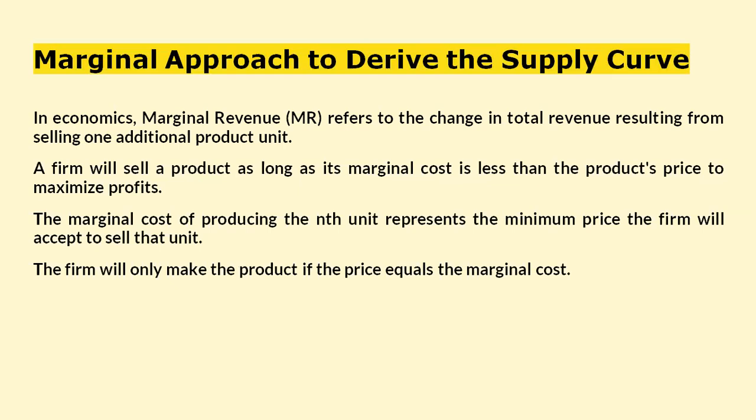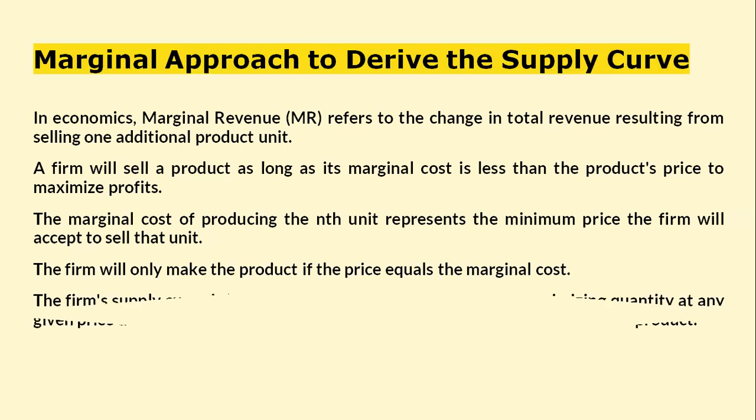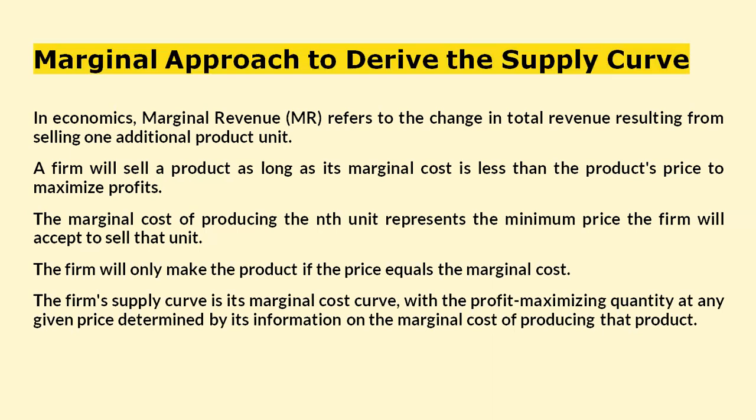The firm will only make the product if the price equals the marginal cost. The firm's supply curve is its marginal cost curve, with the profit maximizing quantity at any given price determined by its information on the marginal cost of producing that product.